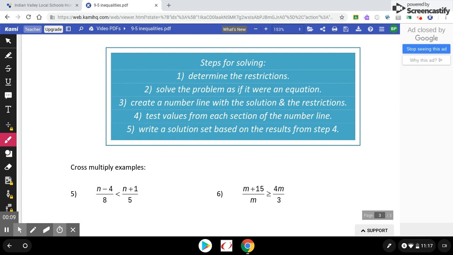So why are the two problems down at the bottom cross multiply problems when the other ones weren't? How many fractions do you see? I see one on either side. That means you can cross multiply those. All right, so off we go.